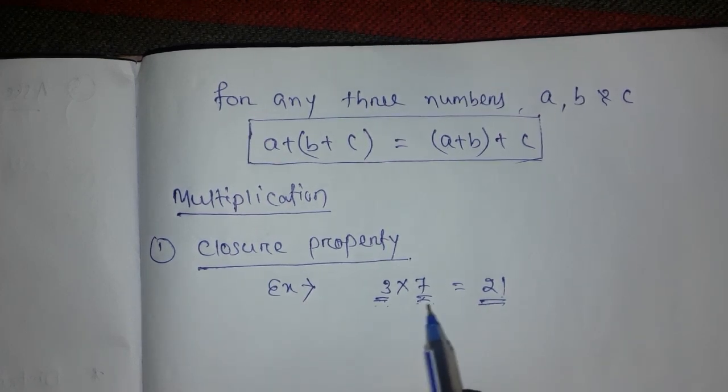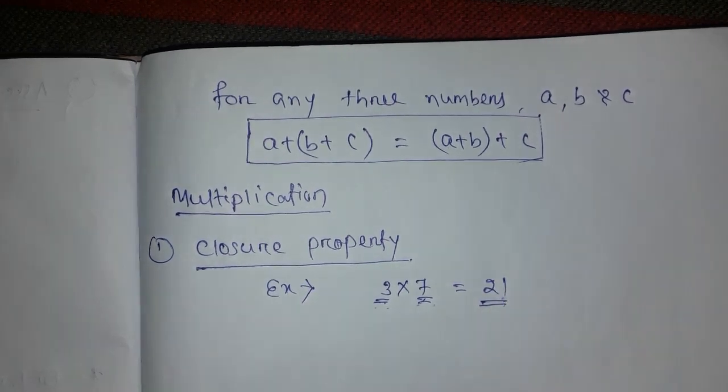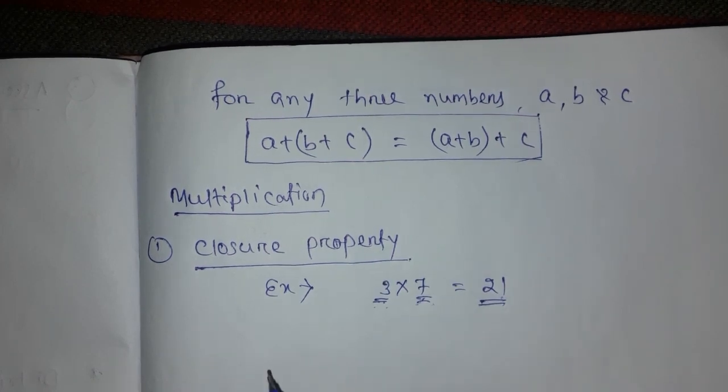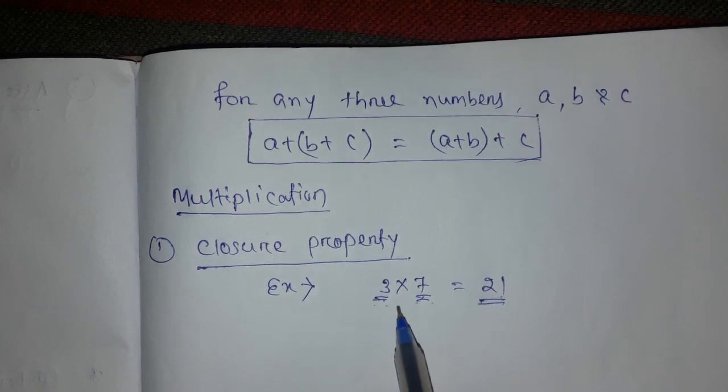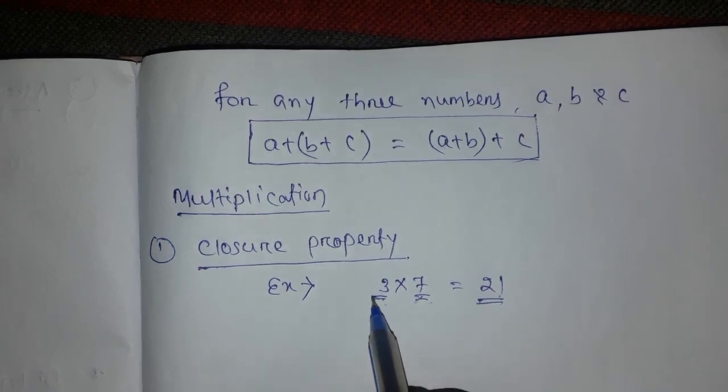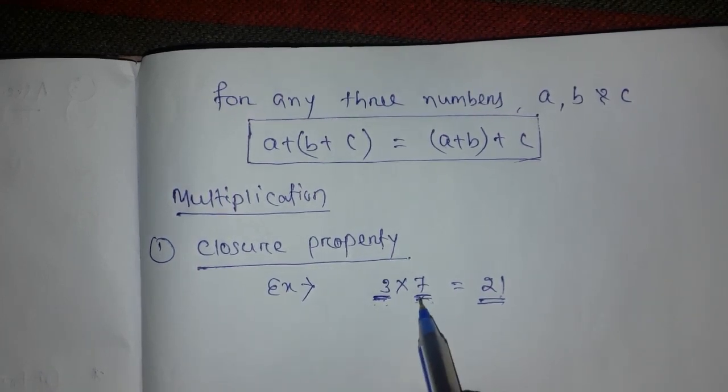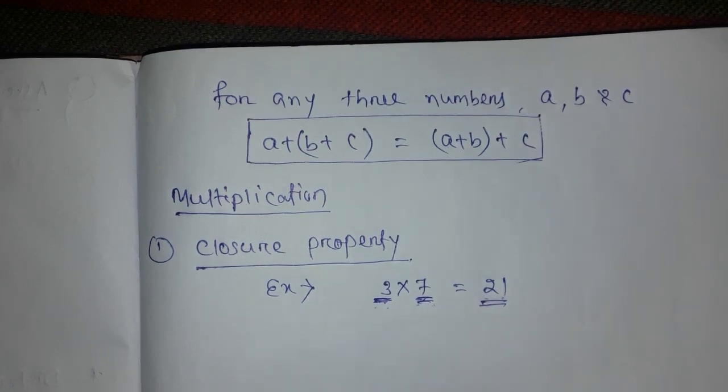If we multiply any two integers, we will get an integer only. And here we can also say, by taking the whole numbers, if we multiply any two whole numbers, we will get a whole number only. That is the closure property.